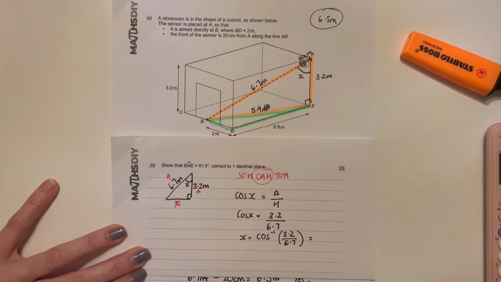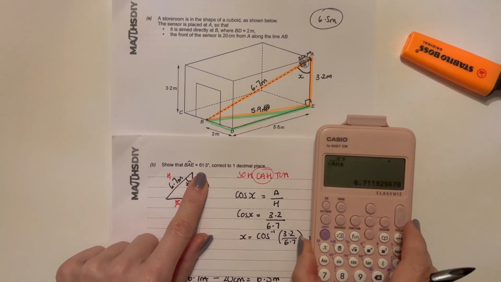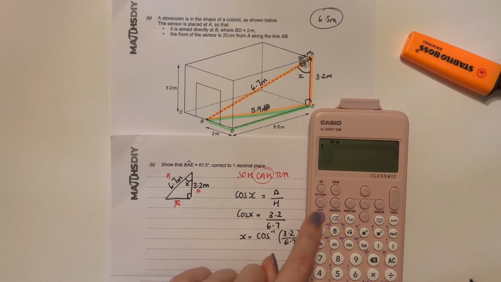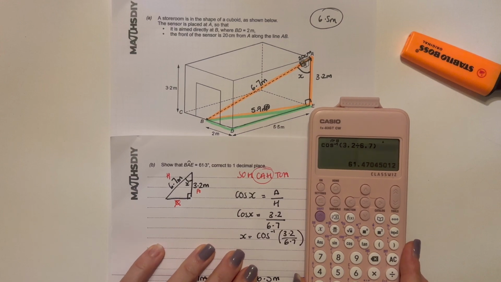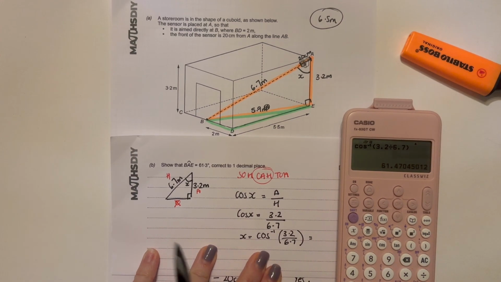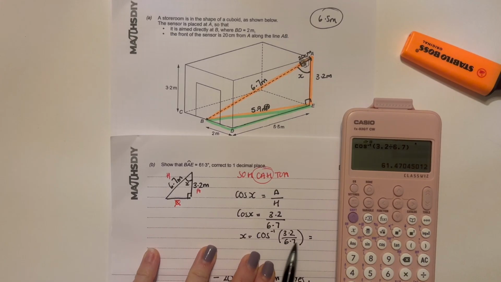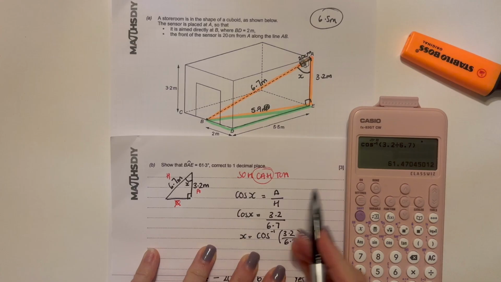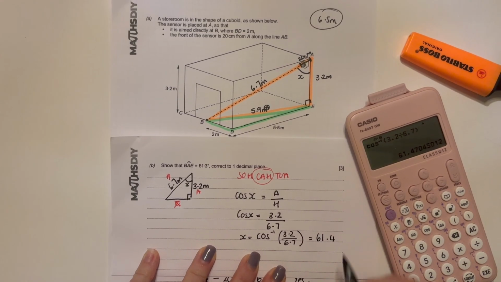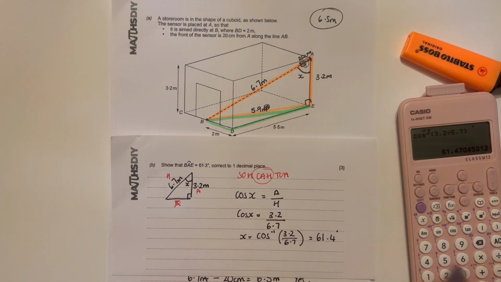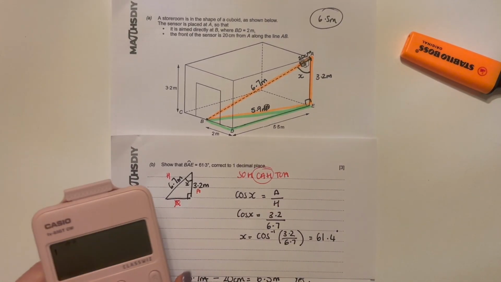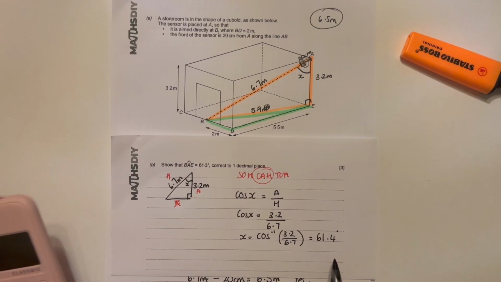So let's see if we've done it correctly. We should be getting the answer of 61.3. Fingers crossed. 3.2 divided by 6.7. Absolutely pretty much spot on. What we've got is a rounding error because I've rounded this to 6.7 and not used the whole number. Correct to 1 decimal place, I'm happy with that being 61.4 degrees. Now with it being higher, it probably would require us to use a more accurate answer.